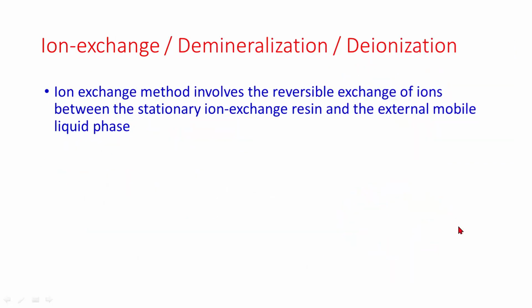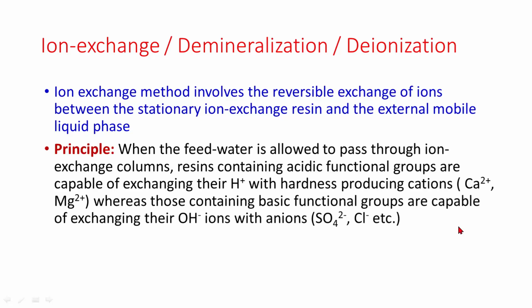Ion exchange method involves the reversible exchange of ions between the stationary ion exchange resin and the external mobile liquid phase. The principle is, when the feed water is allowed to pass through ion exchange columns, resins containing acidic functional groups are capable of exchanging their protons with hardness producing cations, whereas those containing basic functional groups are capable of exchanging their OH ions with the anions present in water.